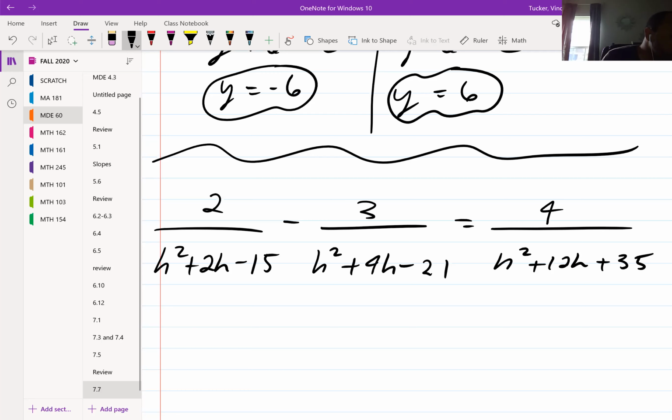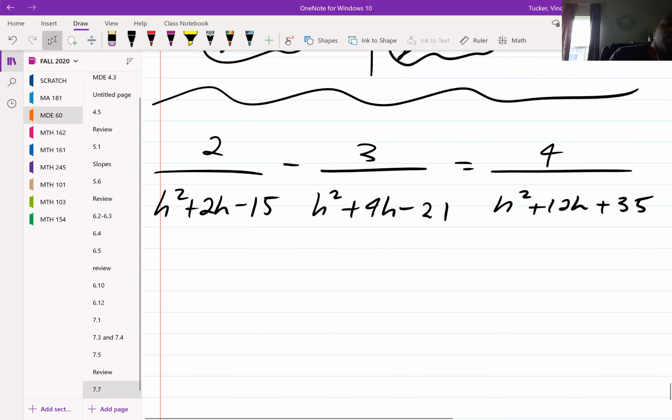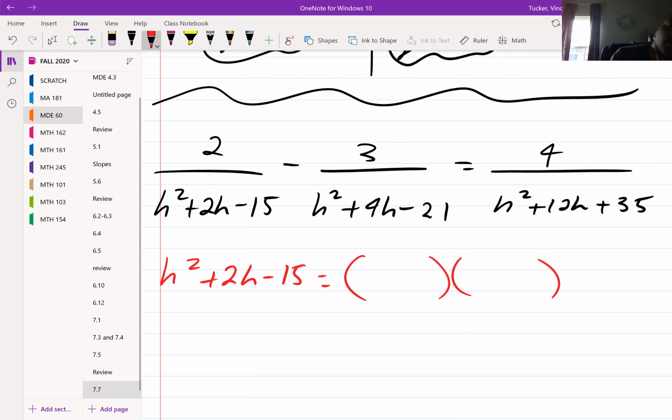So here, this problem. We have 2 over h squared plus 2h minus 15, minus 3 over h squared plus 4h minus 21, equal to 4 over h squared plus 12h plus 35. And I know I have to factor each one in the denominator. Right. Take each one as a section. So we're looking at it. But that goes back to what I was telling you earlier, Professor. I don't know when to put the plus and the minus or the minus and the plus.